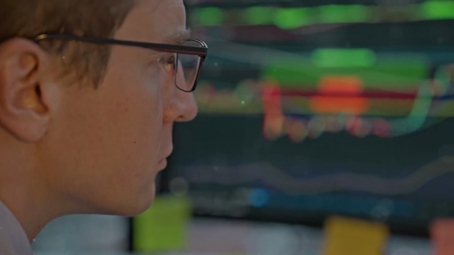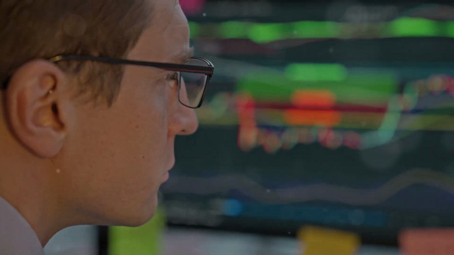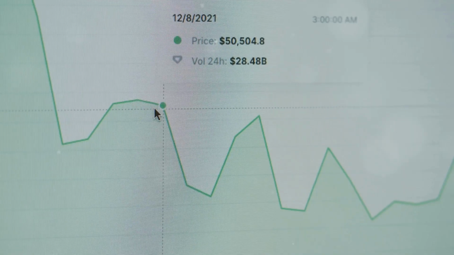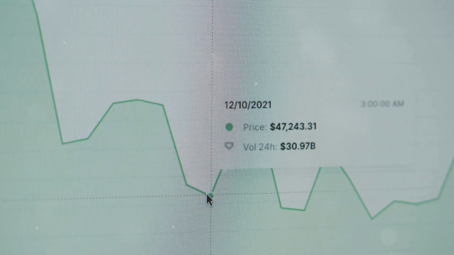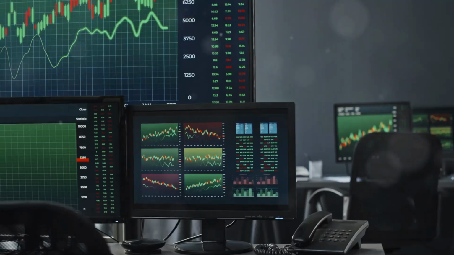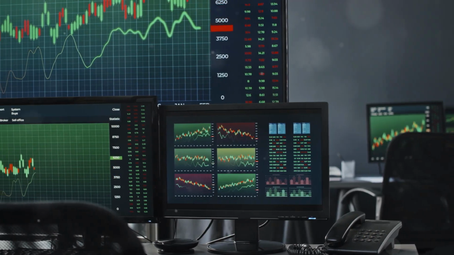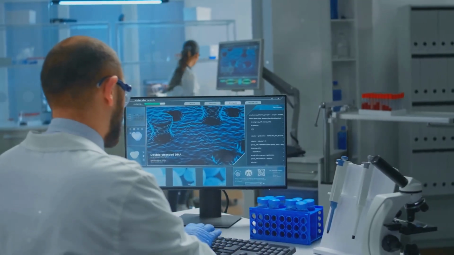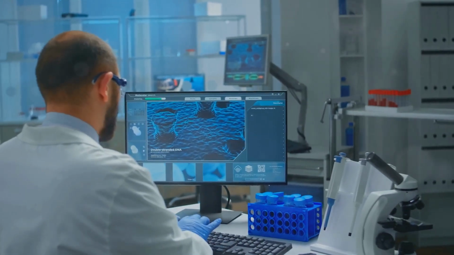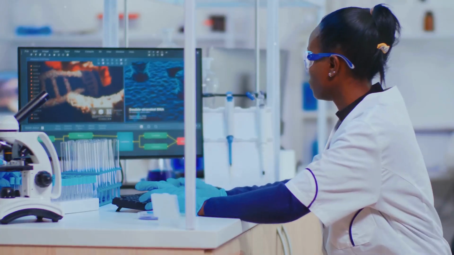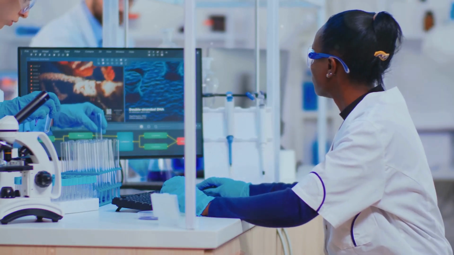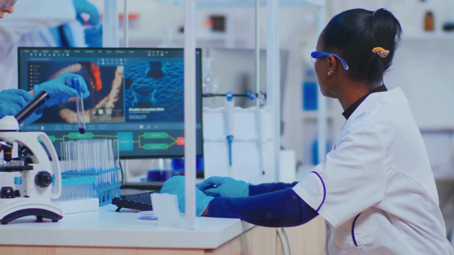Section 4. The price of imprecision. While these errors may seem insignificant at first glance, they can have real-world consequences. In finance, where even the smallest rounding error can compound into millions of dollars, floating-point errors can wreak havoc on financial models and trading algorithms. In scientific computing, where simulations and models rely on highly precise calculations, floating-point errors can lead to inaccurate results, potentially skewing research findings and hindering scientific progress.